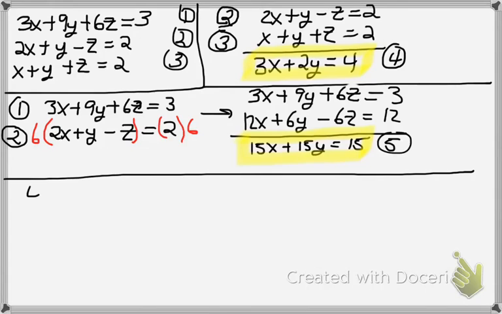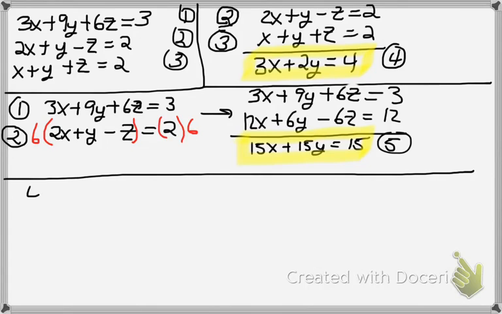I look at the y's and I have 2 and 15. Since 2 and 15 are what's called relatively prime, which means 2 is just 2 and 15 is 3 and 5, they don't share any primes in common. Their least common multiple is going to be 30. So I'm going to deal with the smaller number.